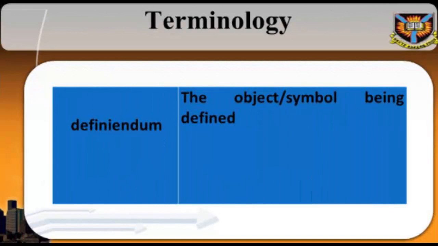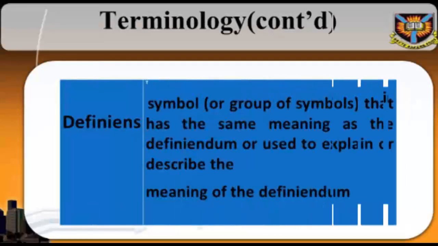Terminology. Definiendum, the object or symbol being defined. Definians, the symbol or group of symbols that has the same meaning as the definiendum or used to explain or describe the meaning of the definiendum.